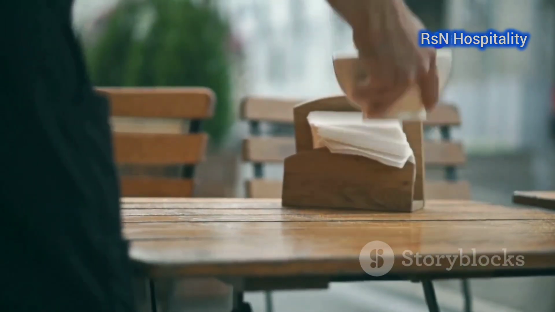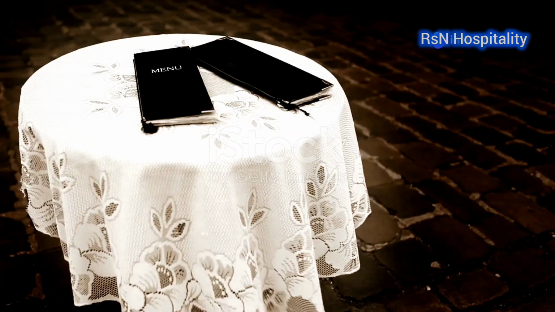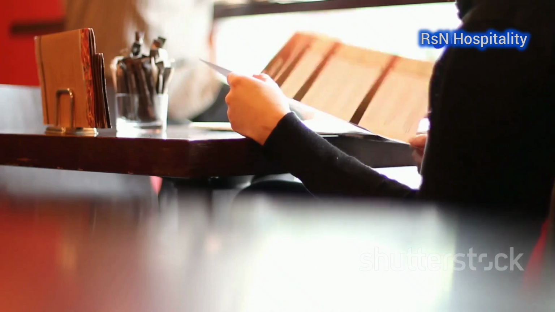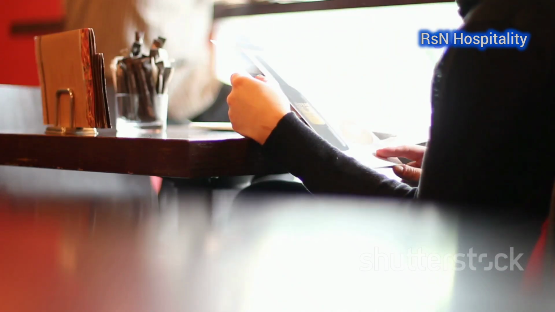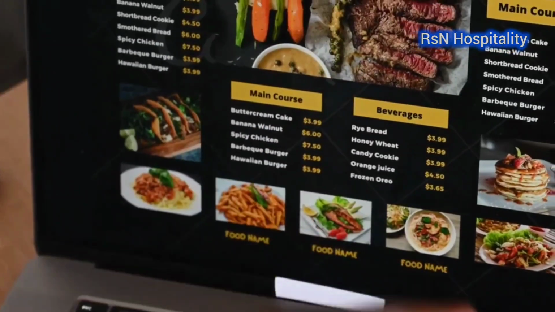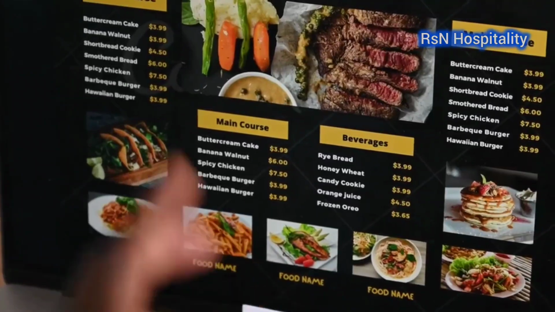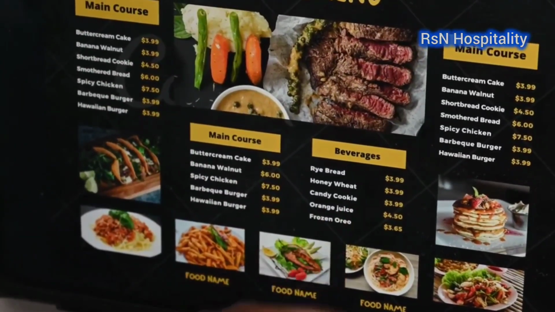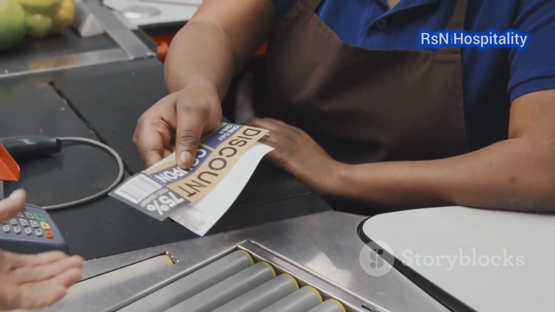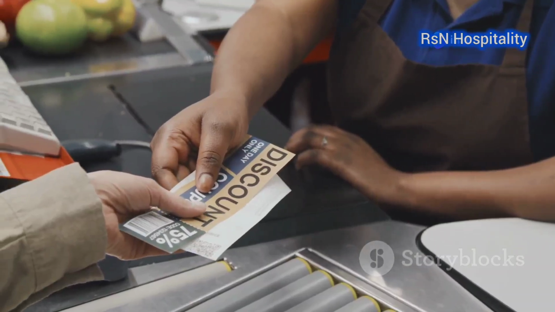So why does a restaurant need a menu? Here are a few reasons. 1. The menu acts as a bridge between the establishment and the customer. 2. It provides essential information about available dishes, prices, and restaurant policies. 3. It ensures clear pricing for each item, aiding in accurate billing.